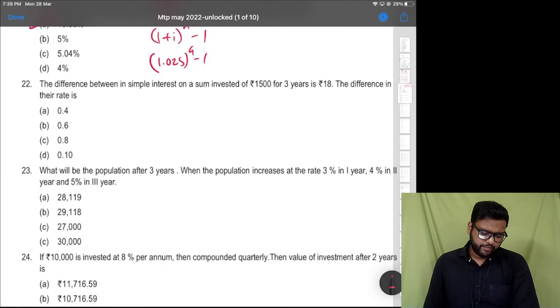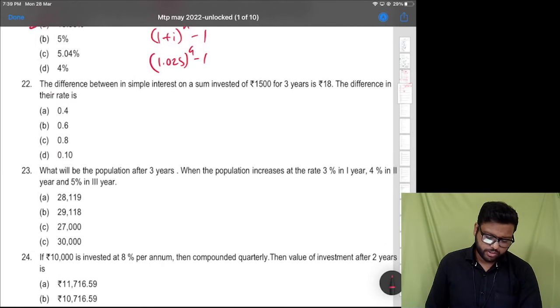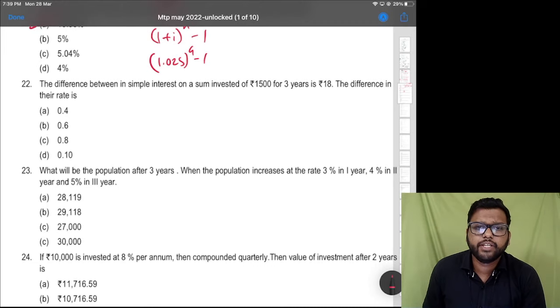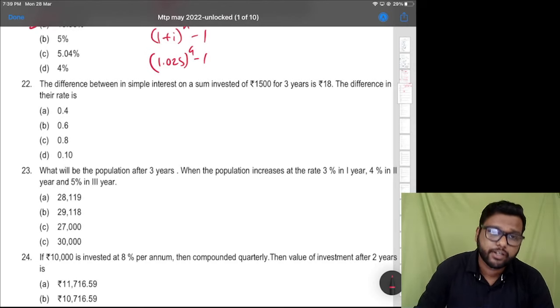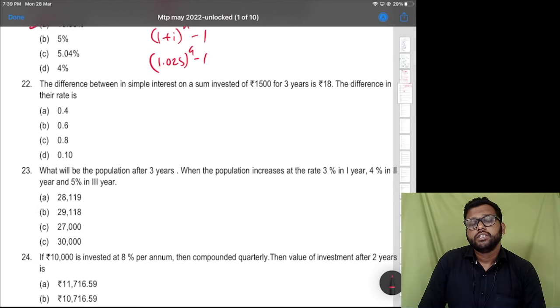The difference between in simple interest on a sum invested for 1500 for 3 years is 18. There is something missing. I mean, there is some grammatical mistake in this question. That is why this question is not understandable. Okay.